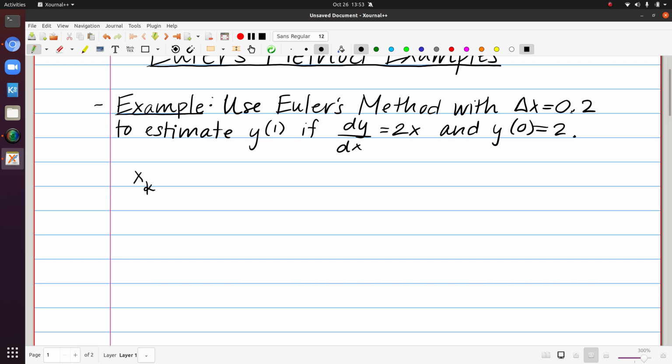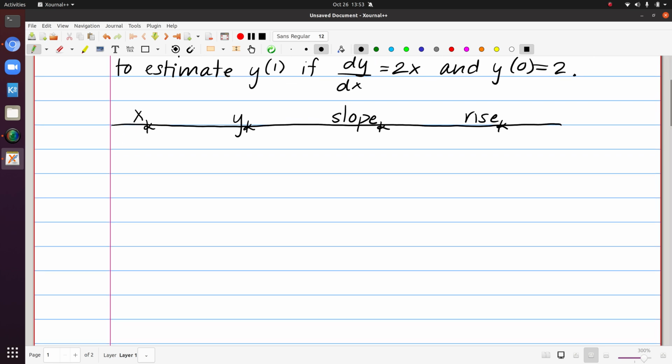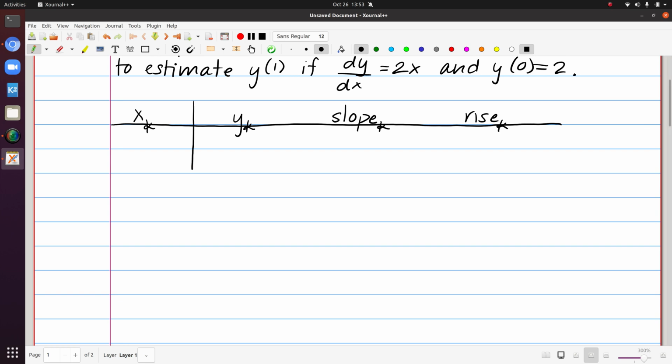So I can collectively look at my xk values, my yk values, I'm going to call it my slope values, and my last column I'm going to refer to as rise. So to be clear, K here is just telling me what step I'm on. So with regards to this table, there's certain things that I'm going to be able to fill in right away. Leave myself some space.